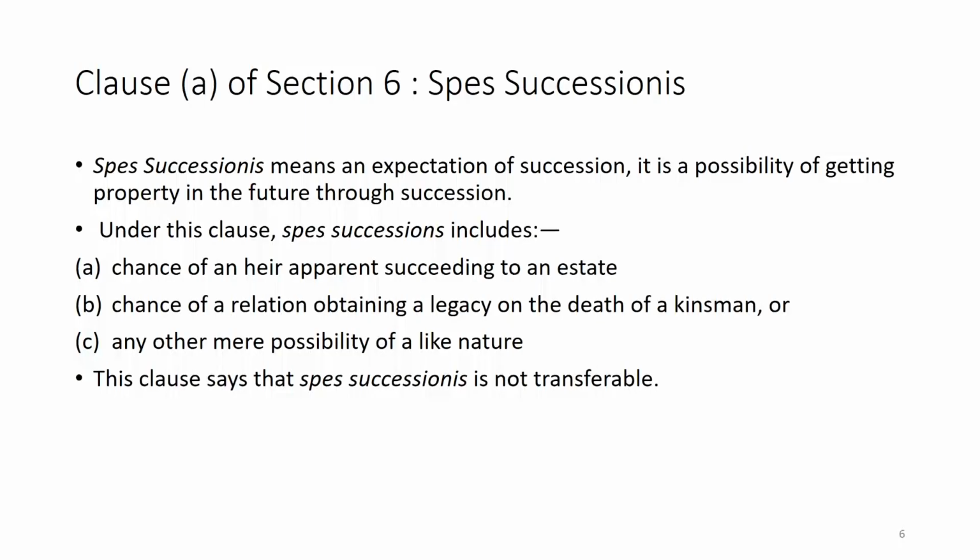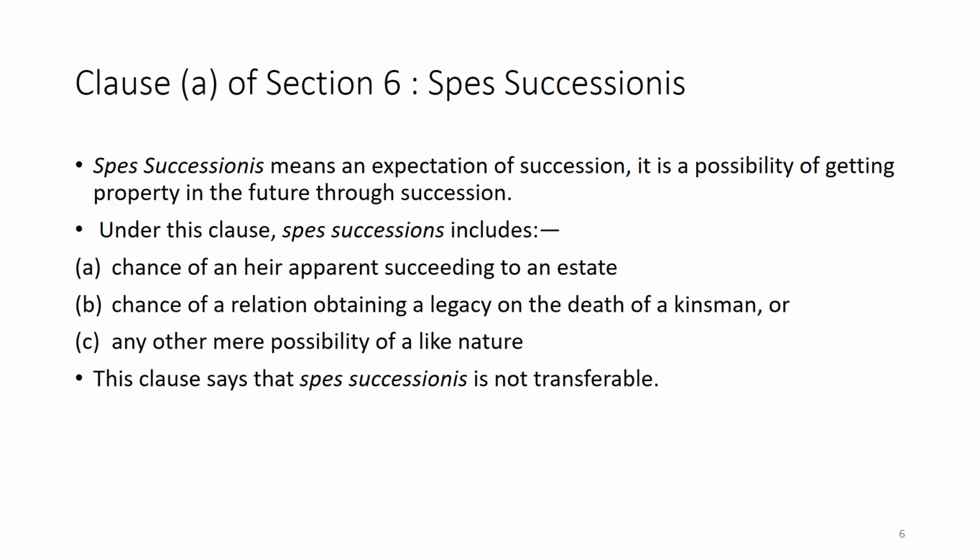Now, come to Section 6. Section 6 gives the list of non-transferable things. Within these non-transferable things, the first is spes successionis. Spes successionis means an expectation of succession. It is a possibility of getting property in future through succession.